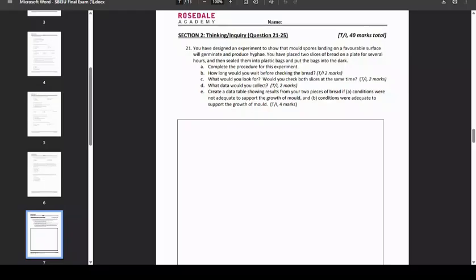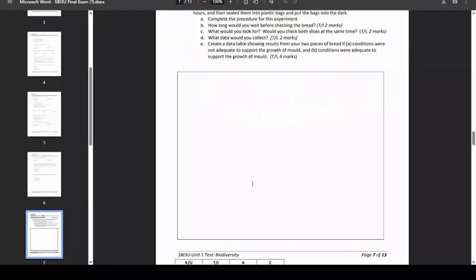So a data table, we could actually go ahead and just make one up right now because we're not actually doing the lab. Some teachers make their students do the lab and actually observe it on the test day. I think that's really cool. But anyways, you would have this whole data table: conditions adequate, yes; conditions not adequate; mold present, yes, no; color of the mold; percent coverage; days observed, 4 or 5, whatever.